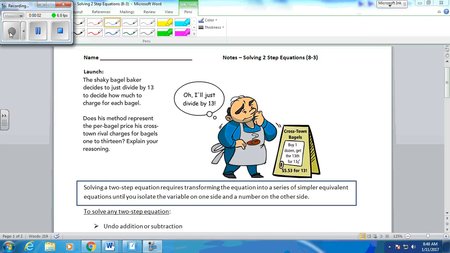Hello and welcome to the notes on solving two-step equations, topic 8-3. So today we will be solving two-step equations and then writing them and solving them as well.